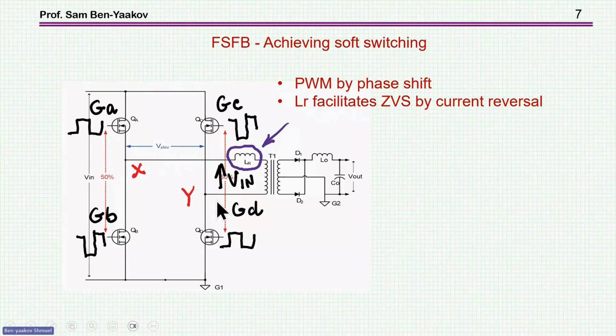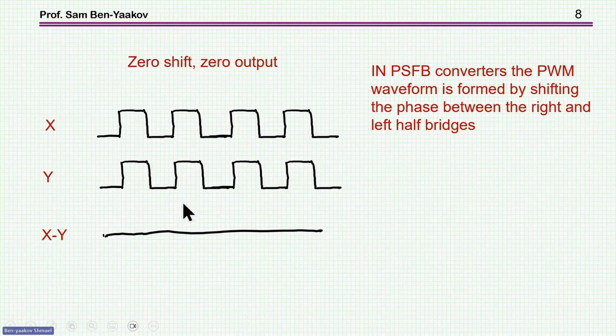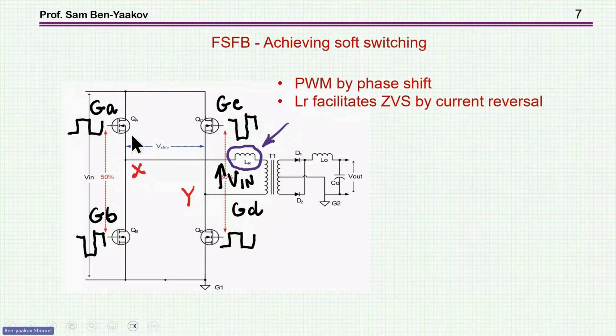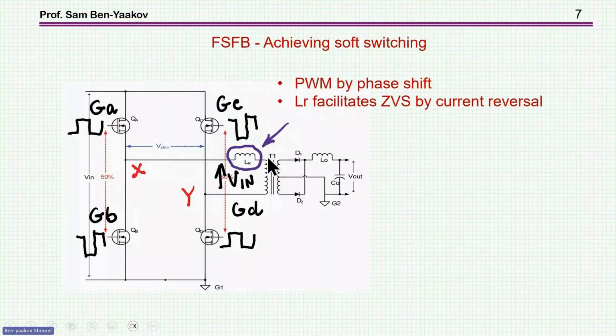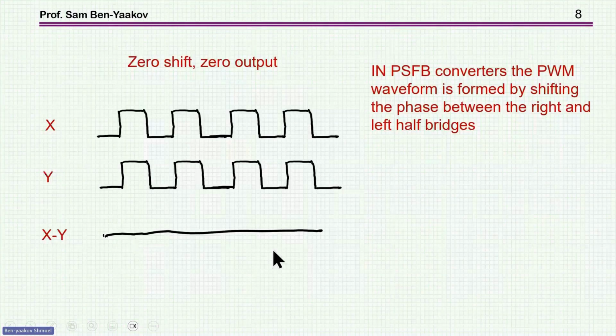Okay, we have these 2 points. So if these 2 points have a waveform like this, X and Y, and it's a 50% duty cycle, but they are the same. So whenever X is high, this is high. Whenever X is low, this is low. Then the net or the difference that goes into the transformer is 0. So you don't have any input.